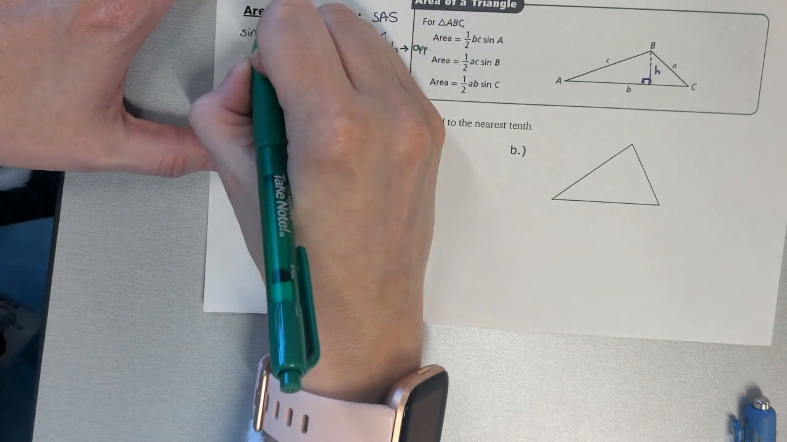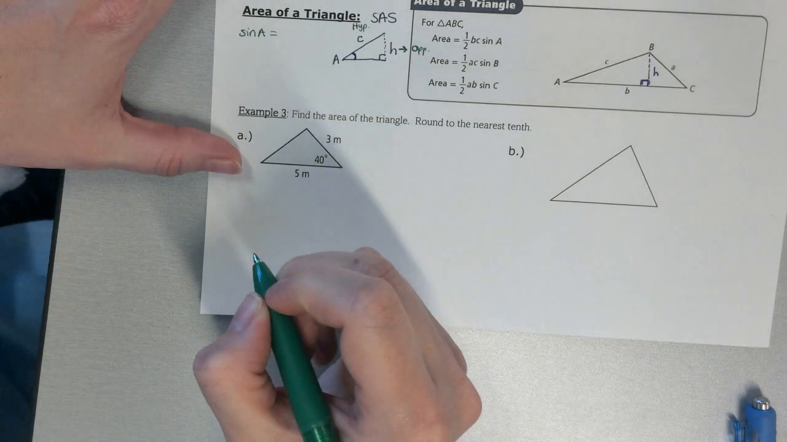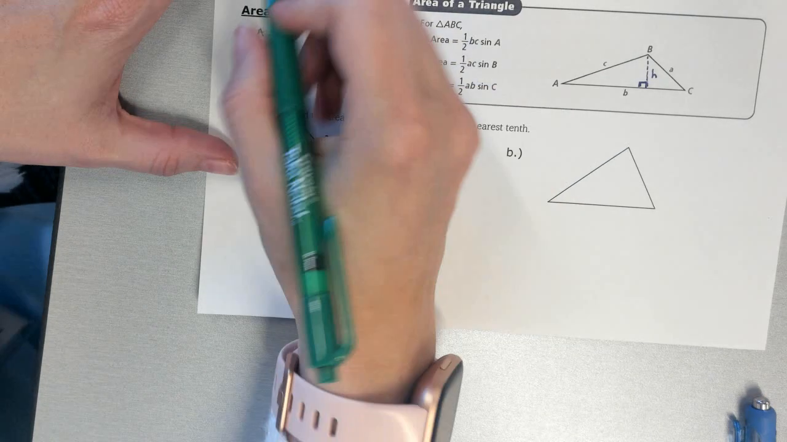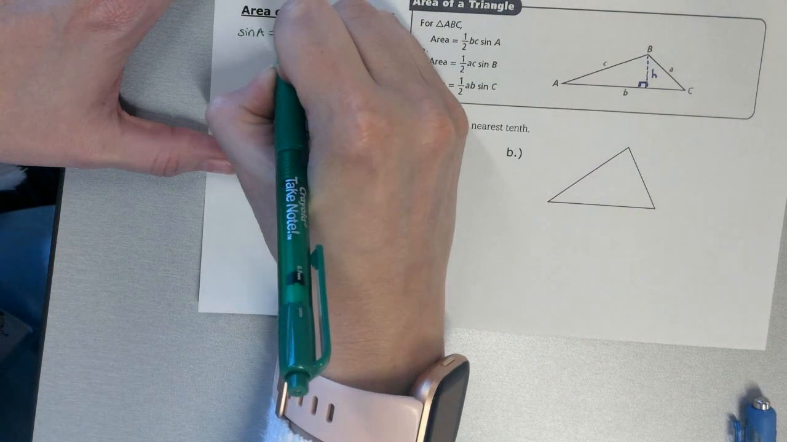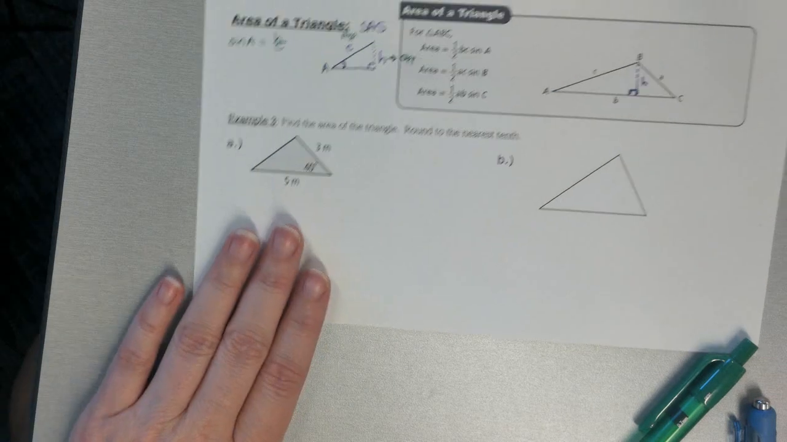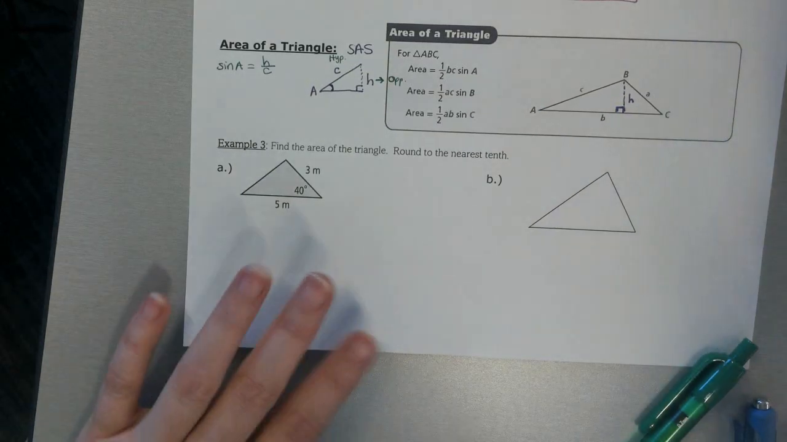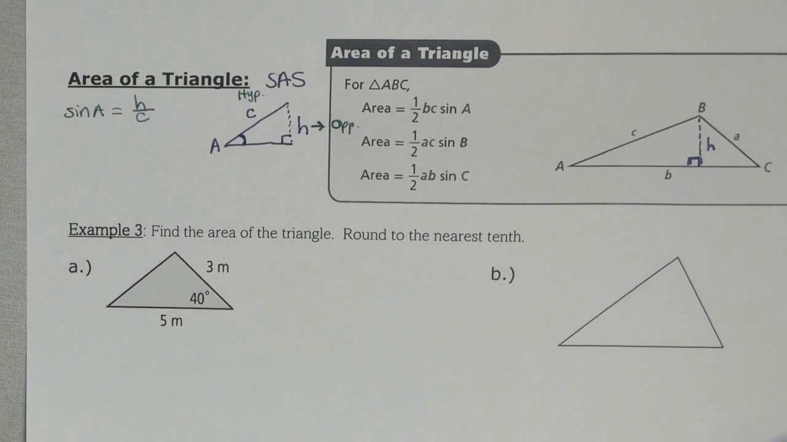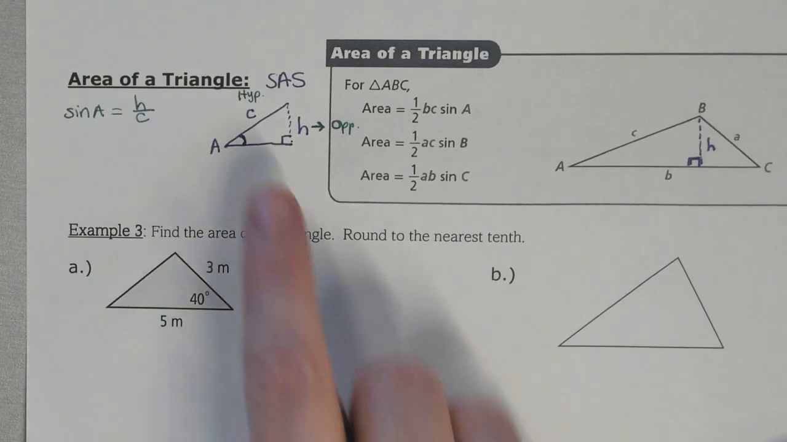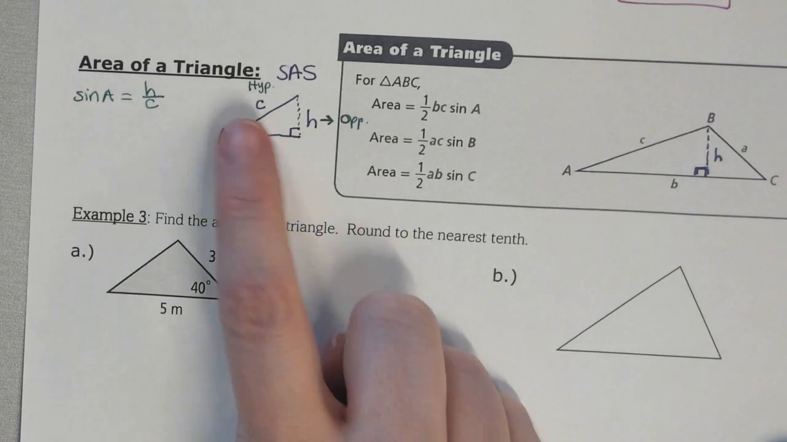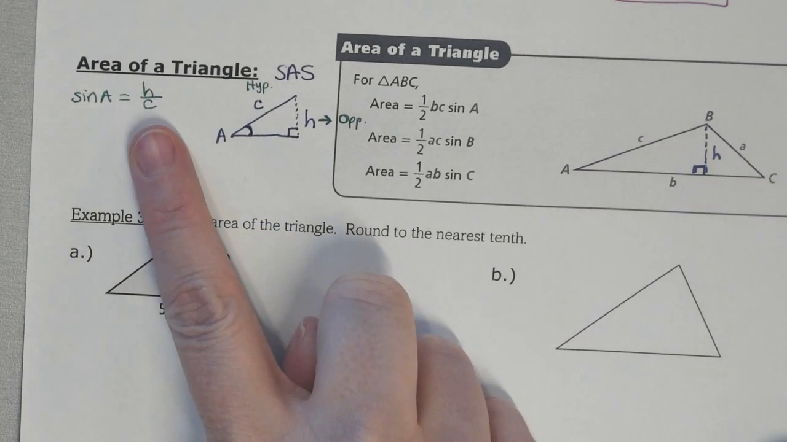Sine of A is equal to opposite H over C. Sorry, that's really minute. Okay, so what we did is the sine of A is the opposite over the hypotenuse, so H over C. Are you guys good with that?